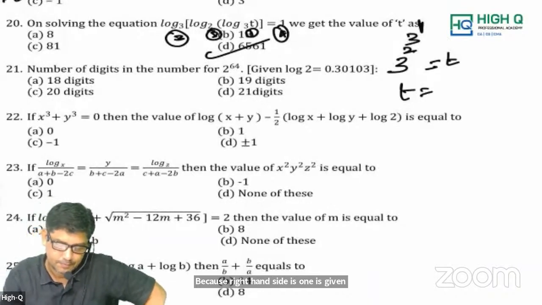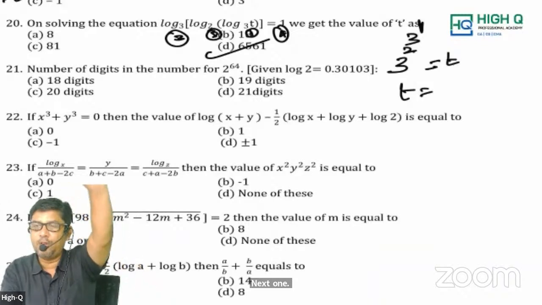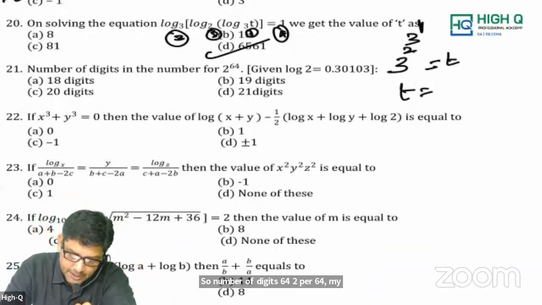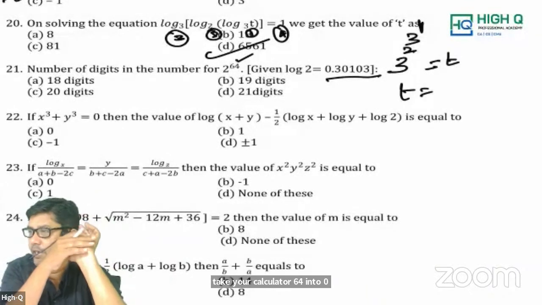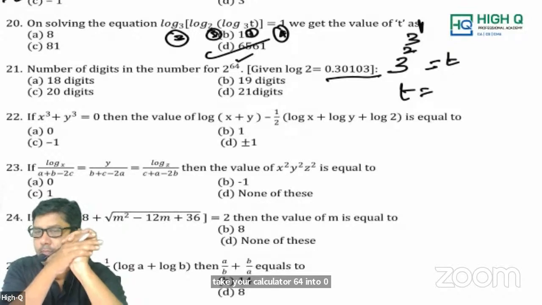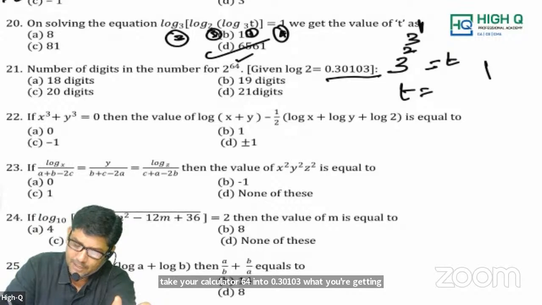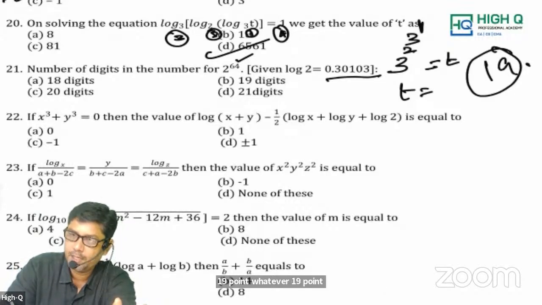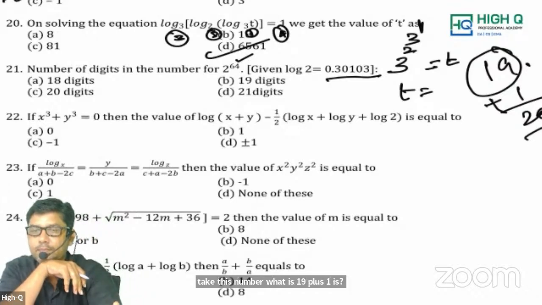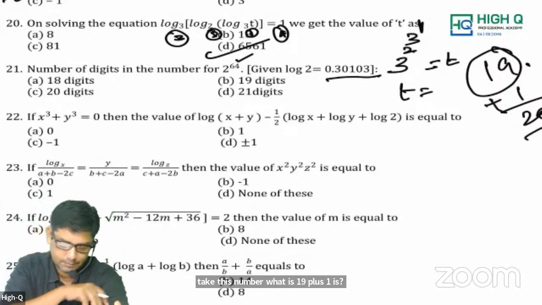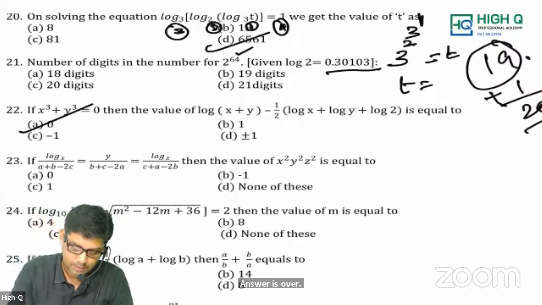Next one. Number of digits: 2 power 64. My dear, just follow the rule I'm saying. Take your calculator. 64 into 0.30103. What are you getting? 19 point something. Take this number, 19 plus 1 is the answer. Over. This one, as usual, you know what it is? 0.